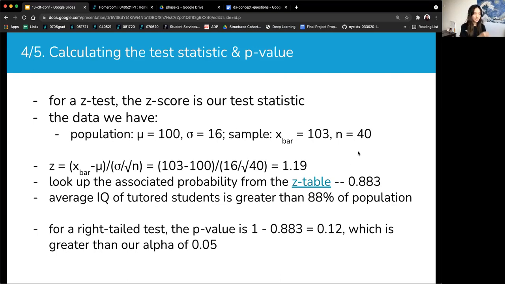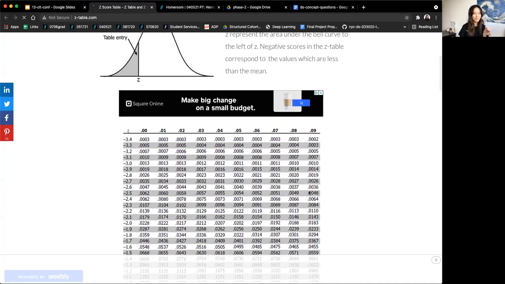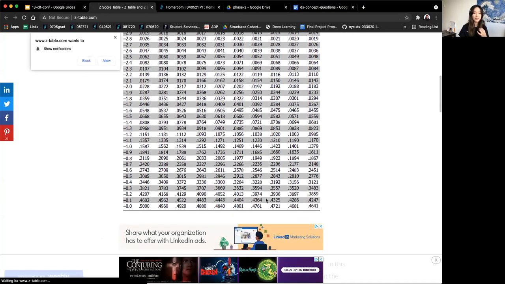The next step that we do here is, okay, 1.19, what does this actually mean? 1.19 actually means that the value of 103 is 1.19 standard deviations away from the mean and to the right of the mean. And I have a diagram to explain that a little bit later. After you have a test statistic, the next thing you have to do is look up the associated probability from the Z table. And in this case, I've linked the Z table here. And the Z table, we talked about this very briefly at the end of the last session. From the Z table, we can figure out the probability or p-value associated with this.